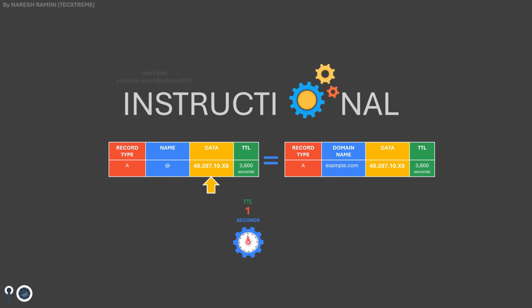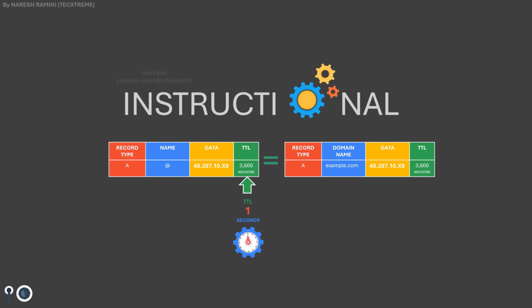3. The data field takes the IP address of the server hosting the website or service of the domain name to which the DNS record applies to. Because it's an A record that we are adding, the IP address field typically takes the IP address of the server hosting the website or web application of the domain name to which the DNS record applies to.